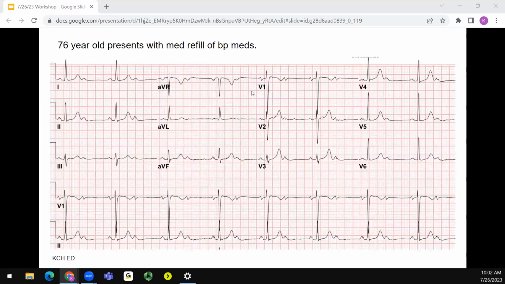All right, next EKG. A 76-year-old presents with a med refill for their BP meds. Their BP is high, so they got an EKG. So what do you guys think? What's the rate here? 50. Yeah, it's somewhere between 40 and 50.